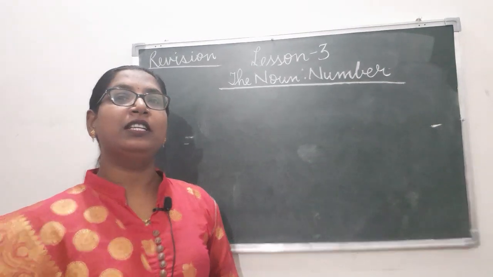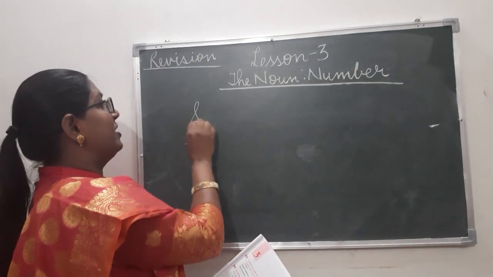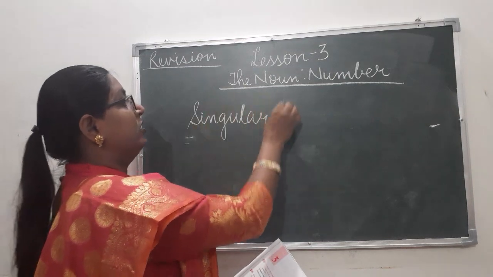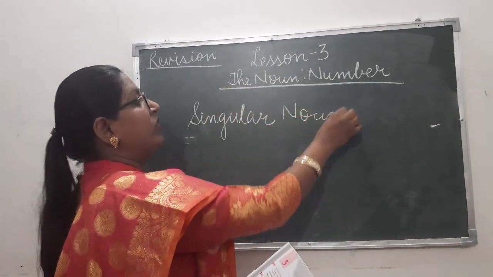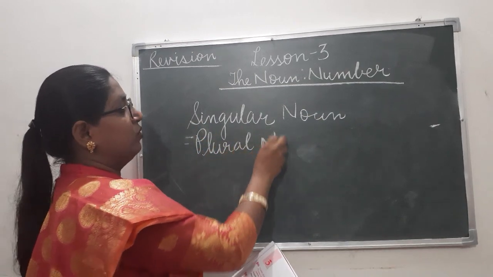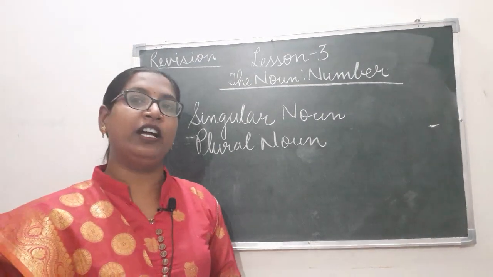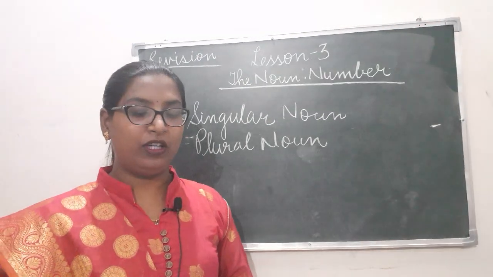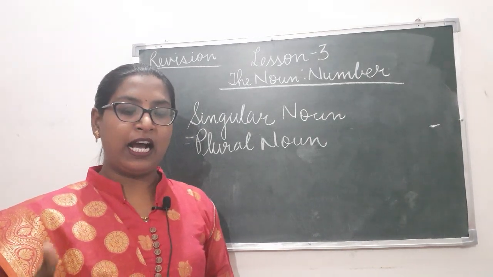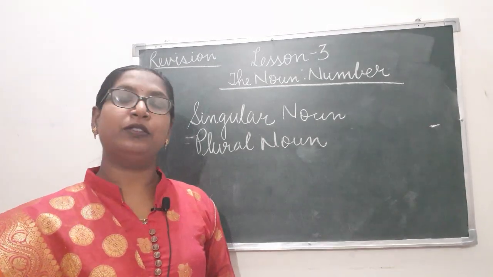Noun can be singular or plural. There can be a singular noun or a plural noun. Let us learn what is a singular noun and what is a plural noun. A noun which stands only for one person, animal or thing is said to be in a singular number.